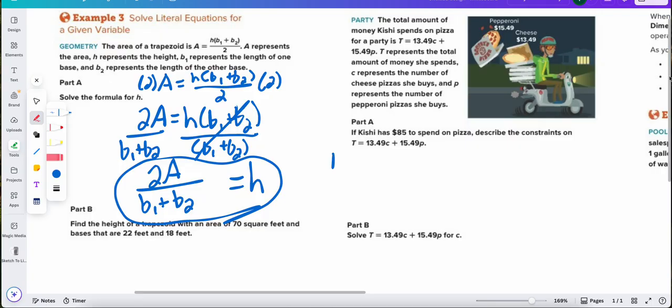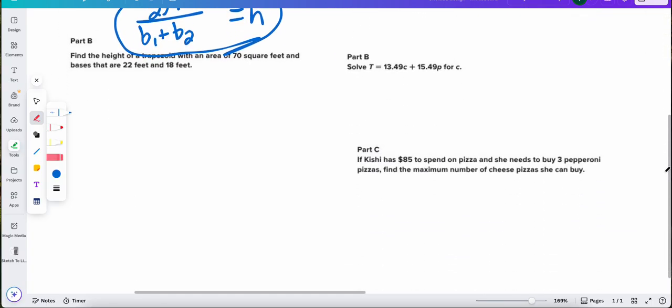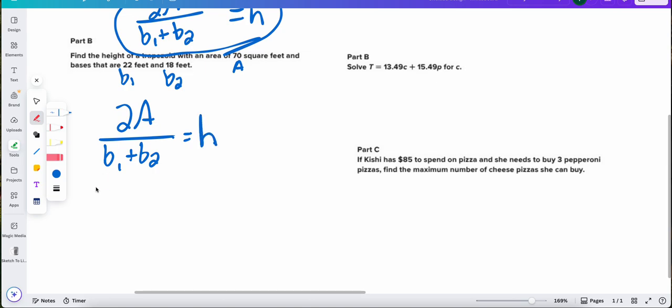So part B wants us to use that to get an answer. So it says find the height, so we're finding H. The area, so our capital A is 70, and our bases are 22, so B1, and 18, so B2. So we had 2A over B1 plus B2 equaling our height. So we can plug our numbers in. So I would have 2 times my A, which was 70, over my bases being added, which were 22 plus 18. And that should get us our height.